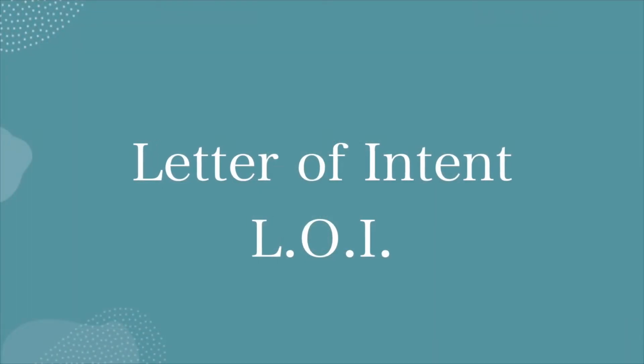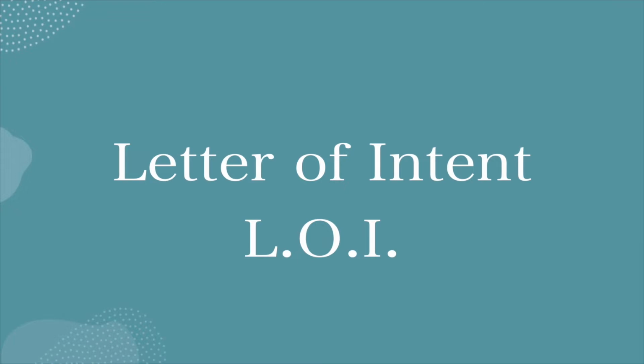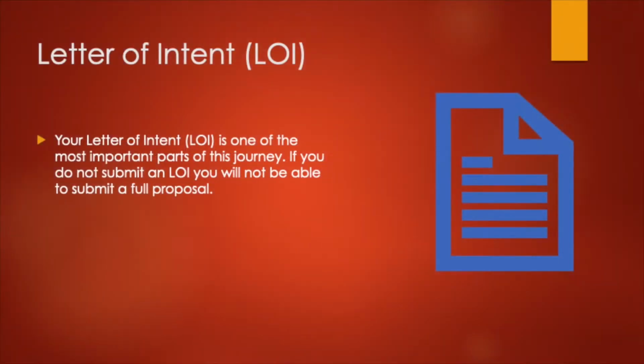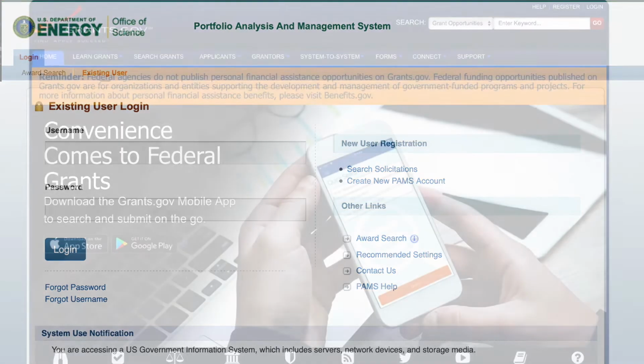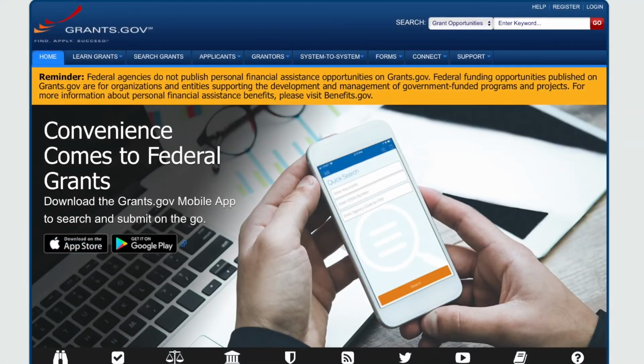The letter of intent, otherwise known as the LOI, is one of the most important parts of this journey. If you do not submit a letter of intent, you will not be able to submit a full proposal for the SBIR and STTR program. The Department of Energy is the only federal agency that requires you to submit a letter of intent prior to submitting the full proposal. The letter of intent is submitted through PAMS and the full proposal is submitted through grants.gov.